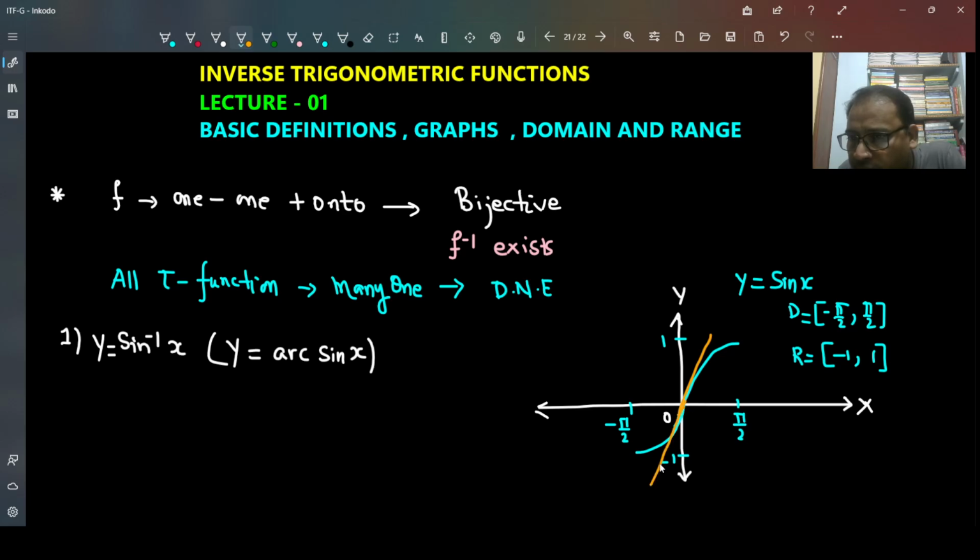Okay. So this is the line y is equal to x. If I draw the curve here, sine inverse x, it becomes very unclear. Okay? So I am drawing the curve here. So this is my line y is equal to x.